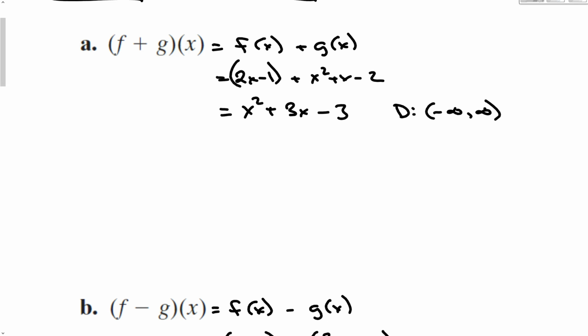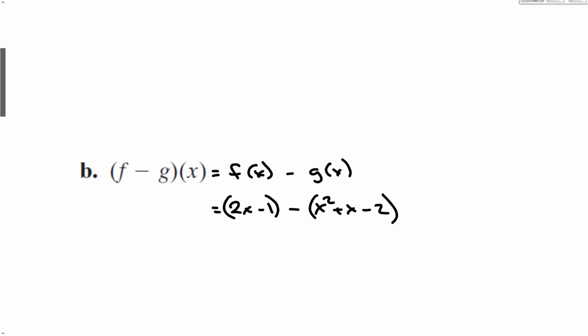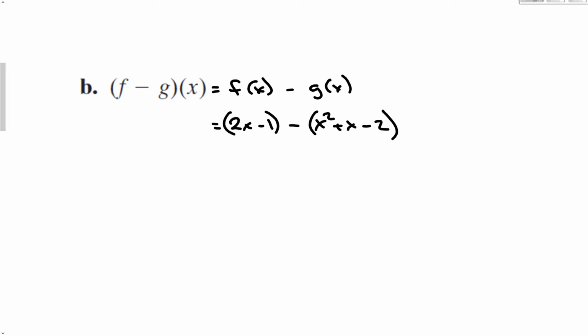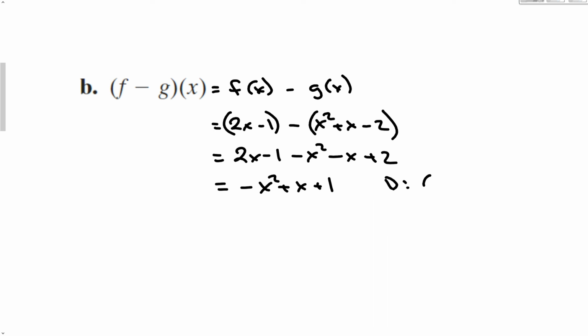We could even have done that up above, taking the first function plus the second function. So if it makes sense to you to separate them with parentheses, that's great. The important one is right here with subtraction because we have to distribute the negative. So that's minus x squared minus x plus 2. And when I put these all together, I get negative x squared plus x plus 1. And again, the domain here is from negative infinity to positive infinity.